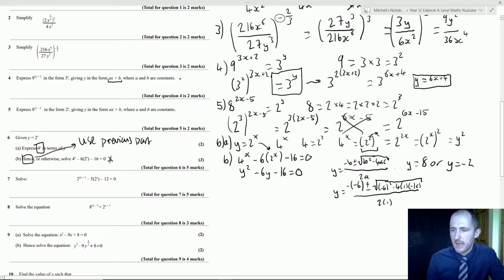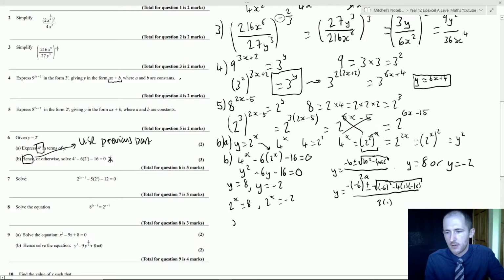Okay? So I have y is equal to 8. So if I do this over here, just because it's getting a bit messy, or y is equal to minus 2, I now need to sub in y is equal to 2 to the power of x. So 2 to the power of x equals 8. And we have 2 to the power of x equals minus 2. 2 to the power of x is equal to 8. Well, that means I know that x equals 3.